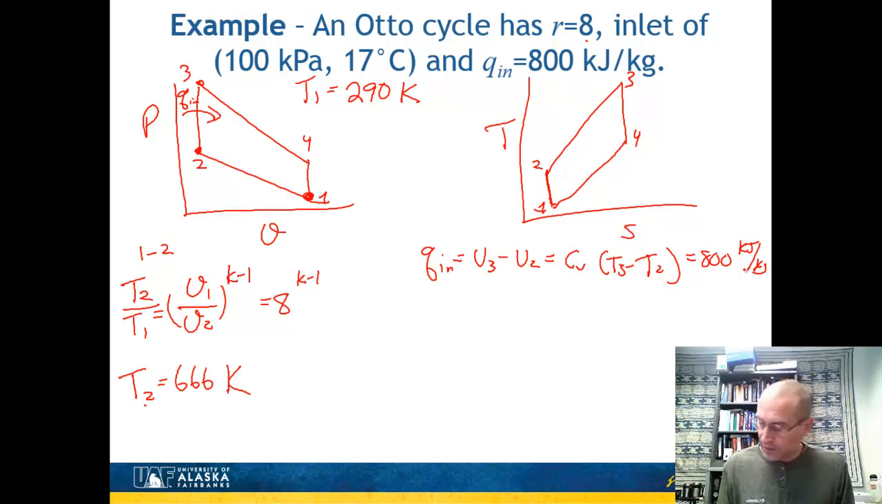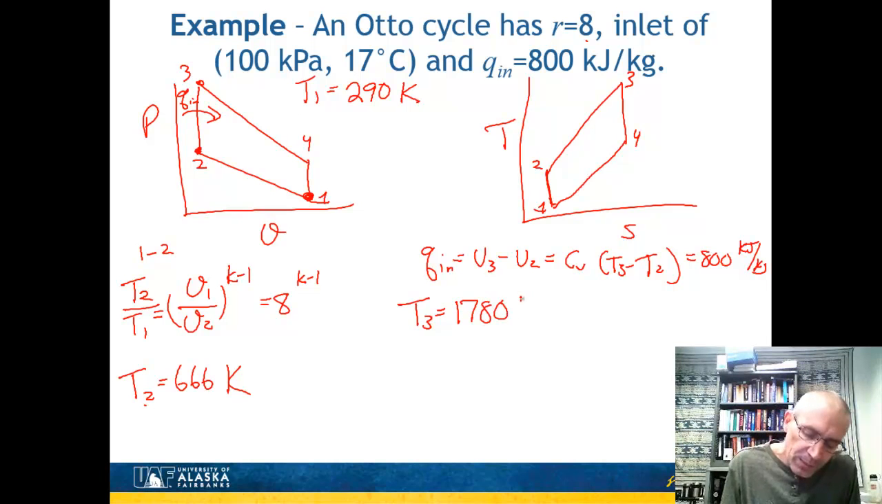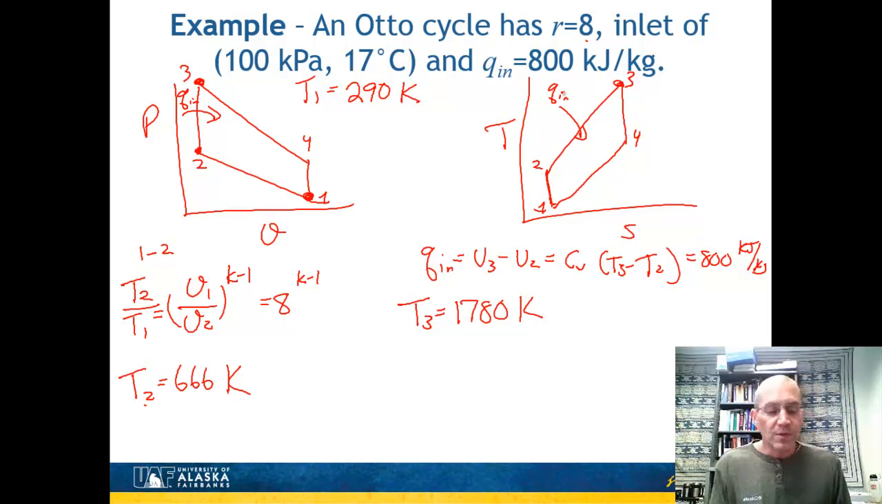So now let's just go ahead and directly solve that equation for T3. I can find out what T3 is, and that is 1780 Kelvin. So there's the temperature at the end of the heat addition step. That point right there, and that point right there. We're almost done. We're at point 3. We just need to go down to point 4. So let's go ahead and do that.